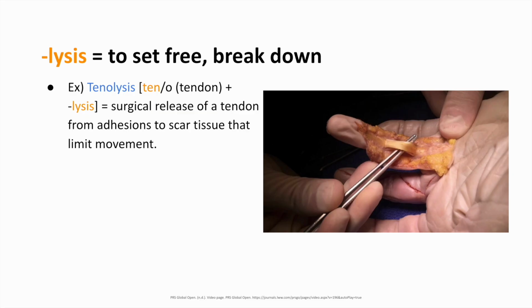Lysis is a suffix that means to set free or break down. So one example is tenolysis. Teno we covered as tendon, and lysis, break down. So tenolysis is a surgical release of a tendon from adhesions to scar tissue that limit movement. Sorry, I might have chosen a different image. Just a little explanation: the yellow part here is not pus or anything. It's actually fat tissue.